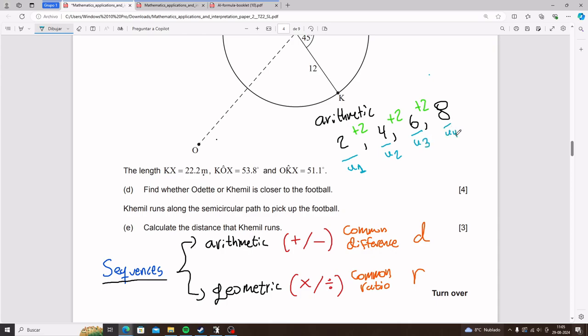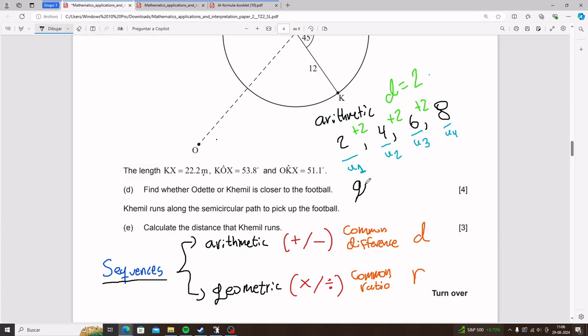Because in your arithmetic sequence, this is your first number that shows up in your pattern, right? So this is U1, this is U2, this is U3, this is U4. You can think about it as my first number, my second number, my third number, my fourth number. By how much are you increasing? By plus 2 each time. So up here, you would have D equals 2.